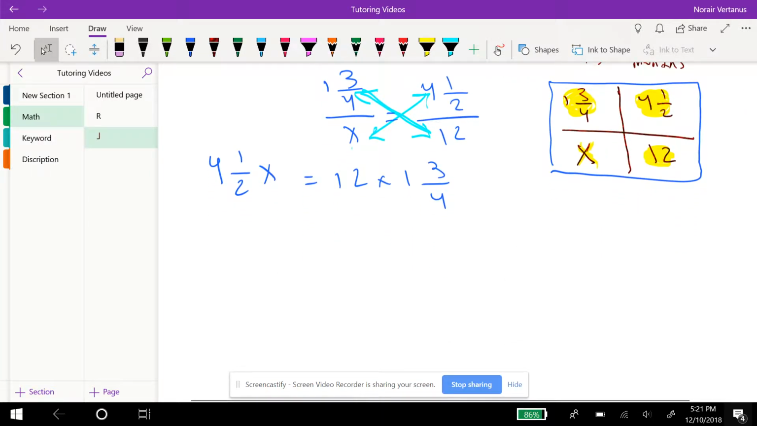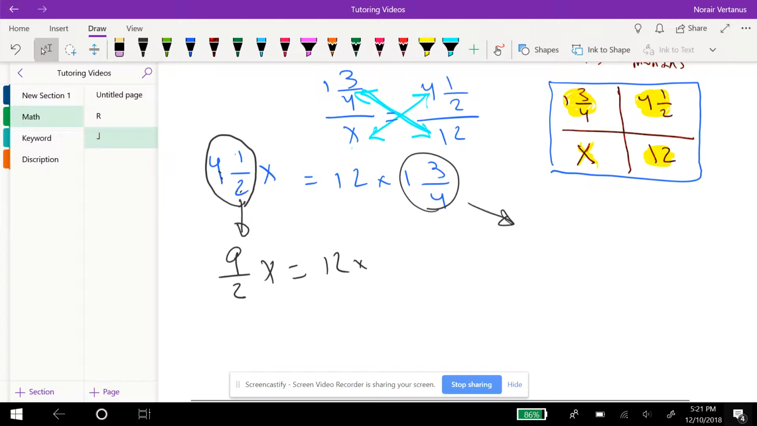This is just a little bit of fraction arithmetic involved. We need to multiply. We can change this mixed number to an improper fraction. 4 1/2 is the same as saying 2 times 4 is 8, plus 1 is 9, so 9 over 2. So 9 over 2 x equal to 12 times, again, you change this to the improper fraction.